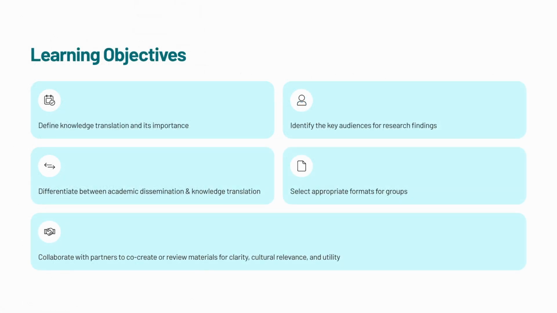In this module, we'll look at how knowledge translation helps research move beyond publication and into practice. We'll start with what KT is and how it differs from dissemination. Then we'll walk through how to identify your audience, choose the right format, and work with partners to create and review useful materials.